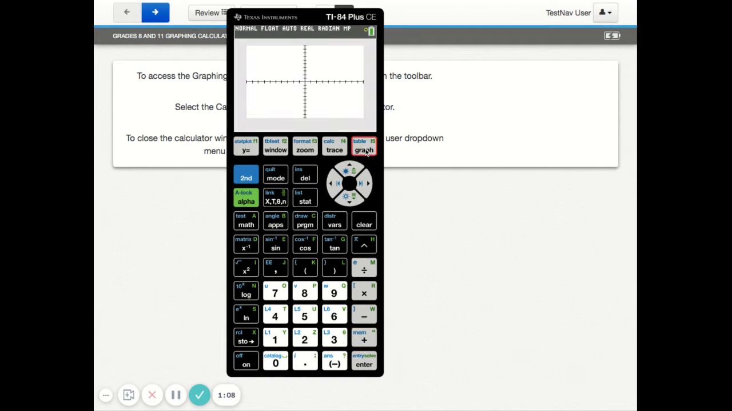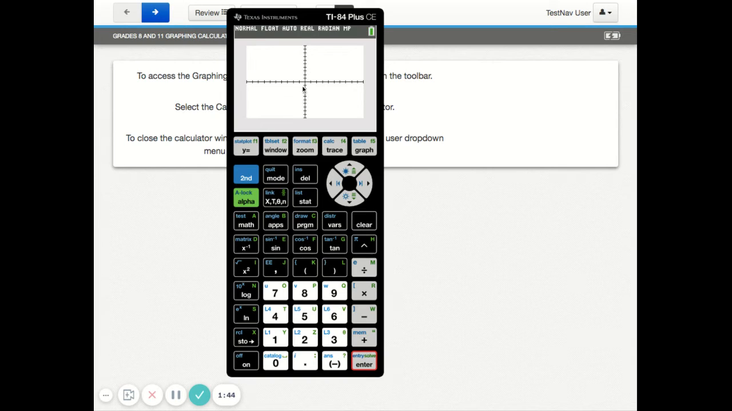So right now I could hit graph, but notice I don't see anything. The problem is that my window is right here. This is window. This is called a standard window. Negative 10 for the x min, 10 for the x max, counts by 1s on the x scale. Again, y min is negative 10, y max is 10, y scale is 1. You can also get this window by doing zoom 6. Zoom 6, you can either hit 6 or scroll down to 6. That will give you what's called a standard window.